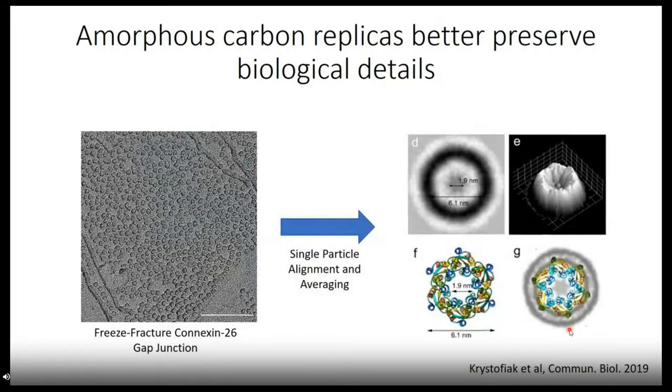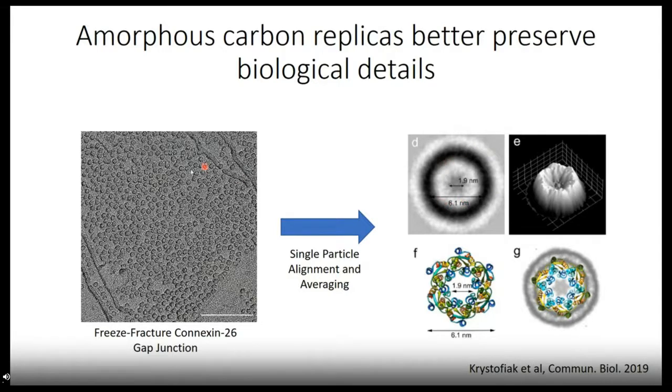We thought it might be interesting to try and overcome this lack of contrast using a single particle approach similar to what's done in cryo-TEM. In that case, we looked at connexin 26, which is a gap junction protein. Here we have just a freeze fracture carbon replica of connexin 26. What we did is pick all the particles in this one image and then did some alignment and averaging, and we were able to get this image out of it.